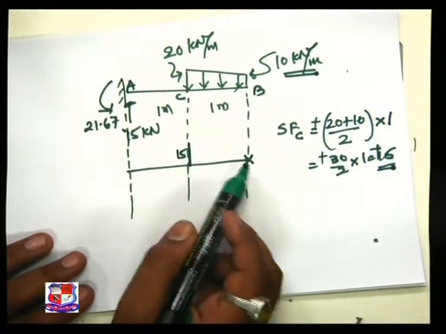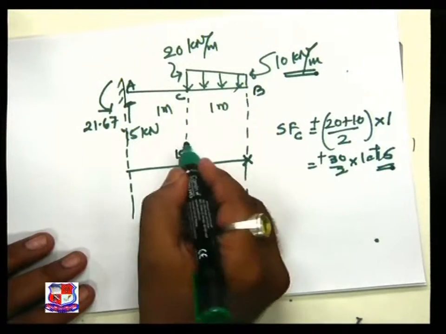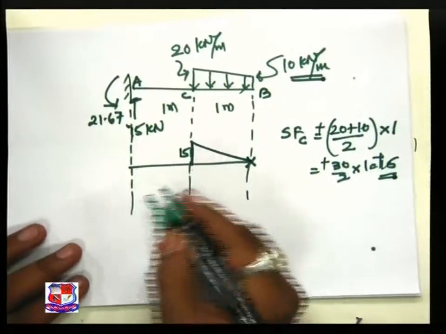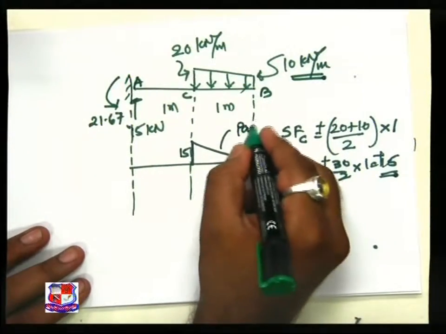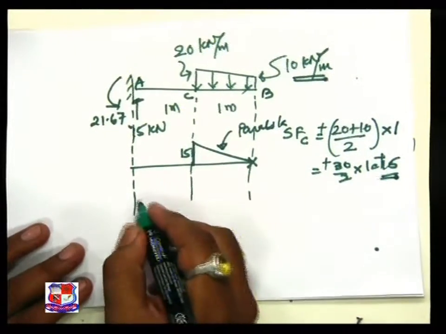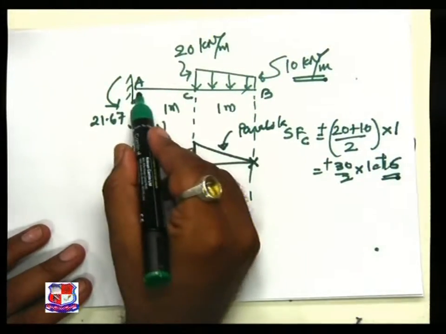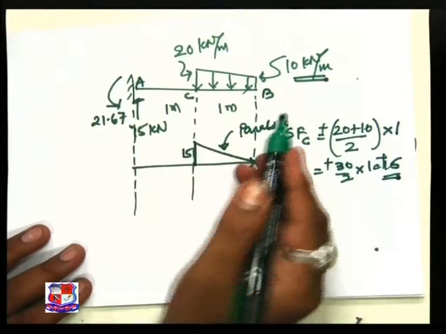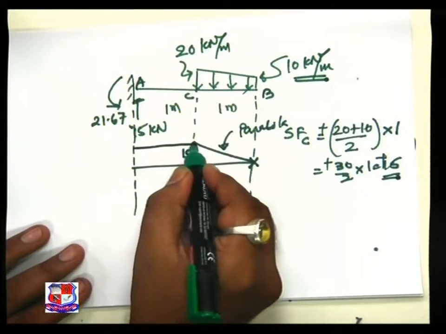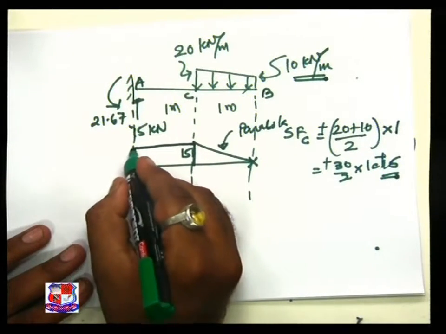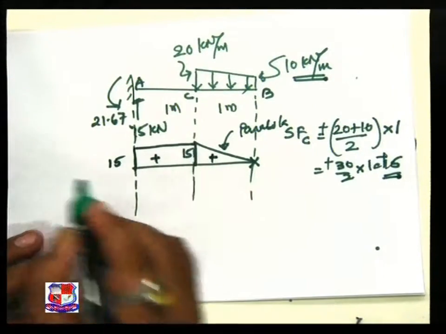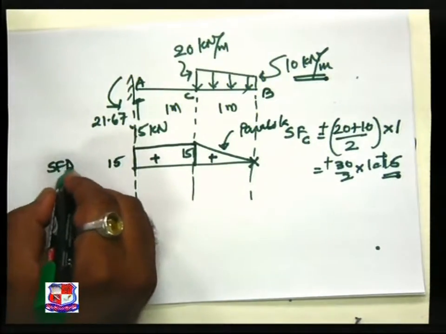This is joined using the fundamentals, a parabola. Now between C and A there is not a single load acting, meaning 15 remains constant, a horizontal straight line, and RAV plus. This is my shear force diagram. It's very easy to plot.